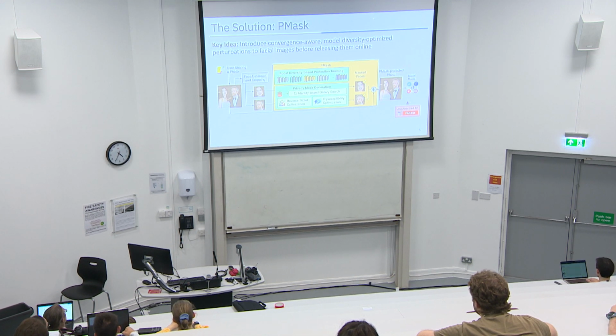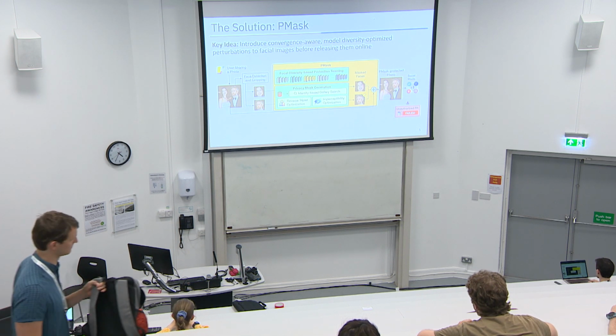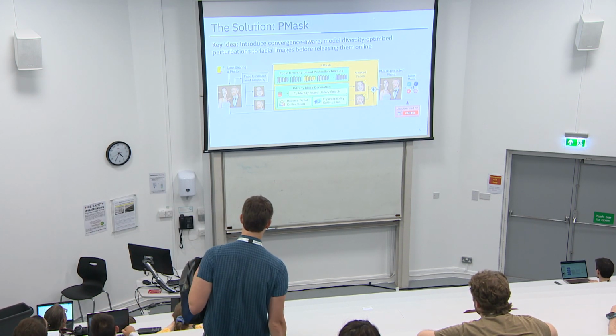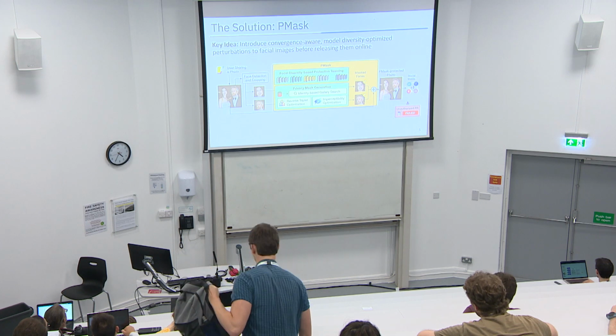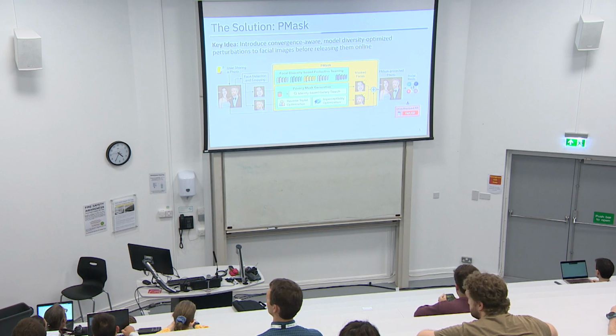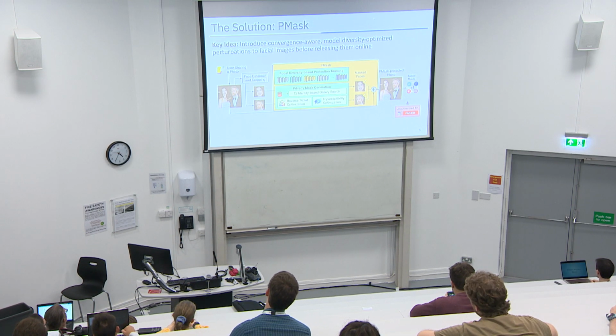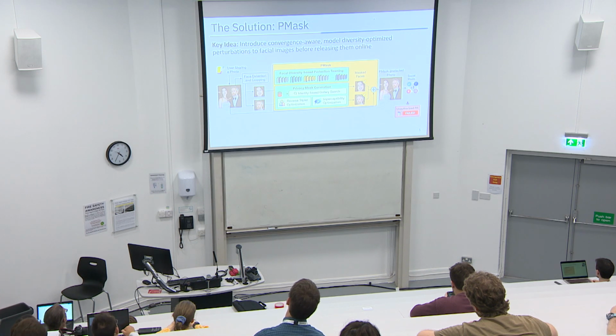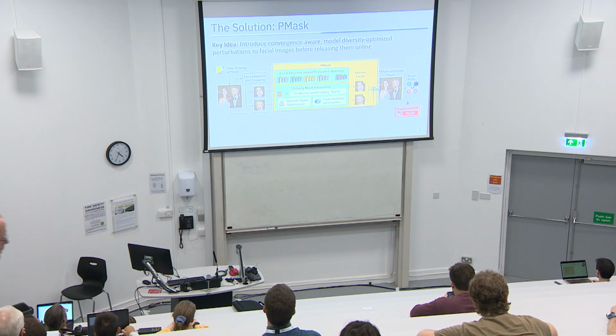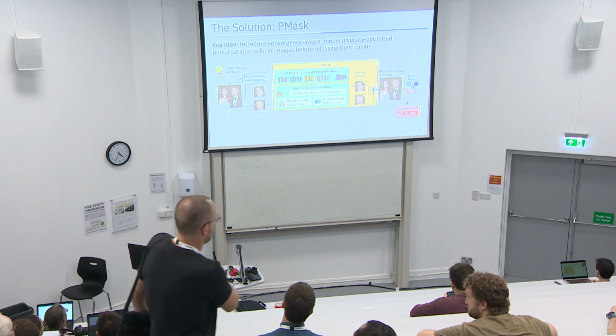So given a photo to be shared, we first use existing face detection techniques to crop the regions containing a face. Then each face will be processed independently by PMask to learn and apply nearly imperceptible changes to it. Then we put these protected faces back into the original photo, and the user can now share it online.